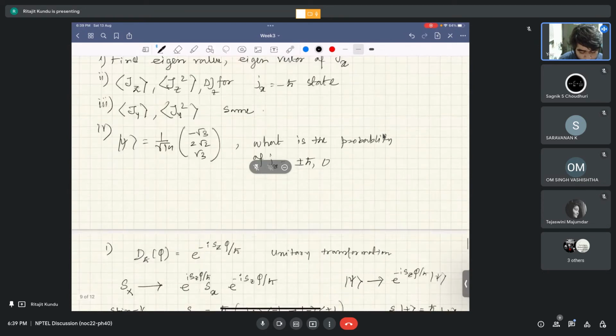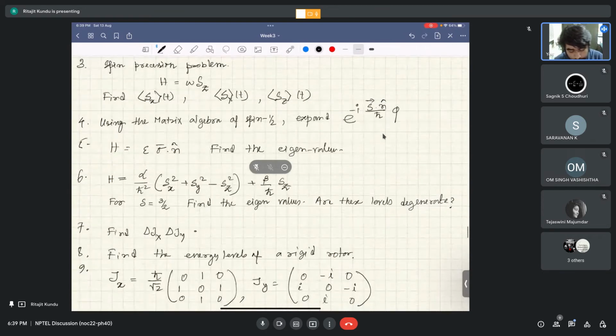All right, so let's move on to the next one. Pauli matrices have very nice properties, so let me demonstrate another nice property to you.